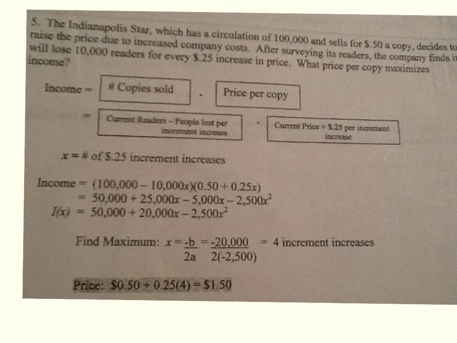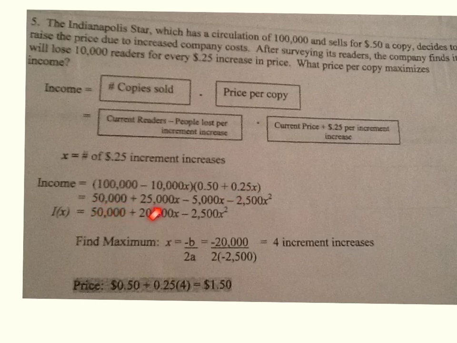Well, remember, income is just the number of copies you sell times the price per copy. Let x be the number of 25-cent increases that it's going to do. So we start off with how many people it had. It had 100,000 people, but then it loses 10,000 people for every increase, for every x. The price of the paper was 50 cents, but it gains 25 cents for every increase.